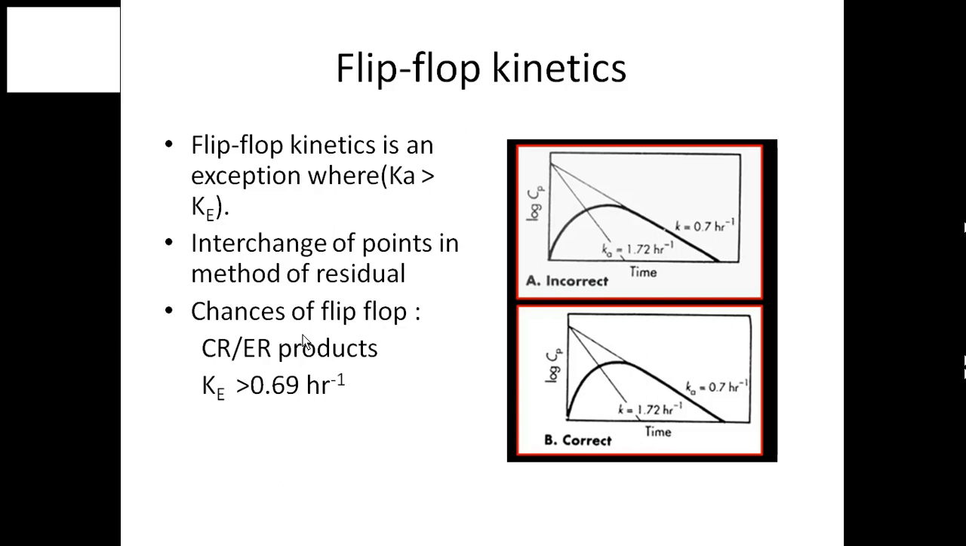In another way, if your rate of elimination is greater than 0.69 hour inverse, then it will result in flip-flop kinetics. The various examples which we can say for flip-flop kinetics are isoproterenol and salicylic acid, which generally follow a slower absorption rate and a faster elimination rate.